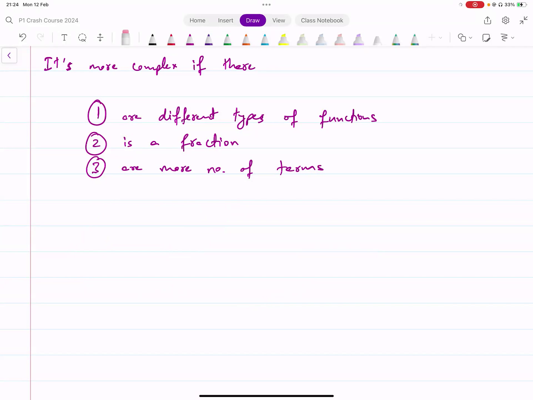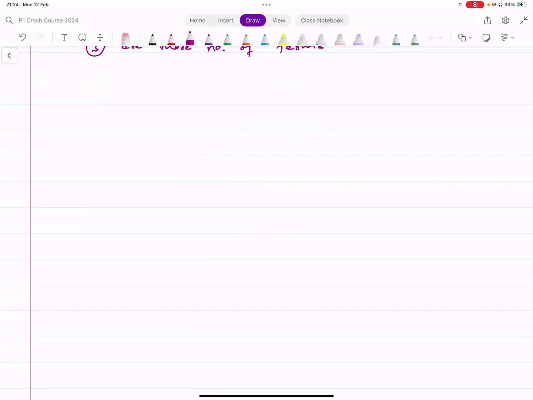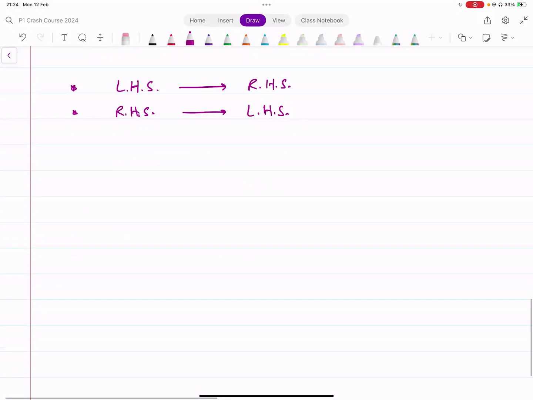So now using this, you decide which side to start from. Then the idea is, if the left hand side is more complex, you start from the left hand side and make it equal to the right hand side. If the right hand side is more complex, you start from the right hand side and make that equal to the left hand side.